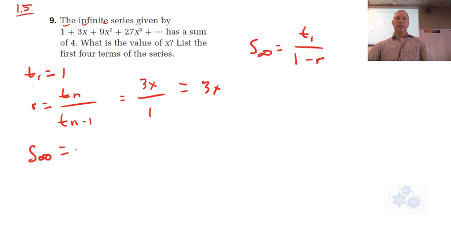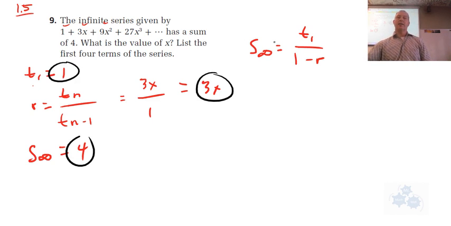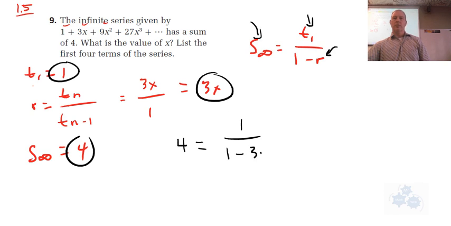That's given. It's 4. So with all of that, t of 1, r, and the sum, I can plug things into this formula, and what am I finding? I'll have an x in there that I can solve for. So it looks like this. It looks like 4 equals 1 over 1 minus 3x. So with that equation, I have one unknown. You can manipulate the equation to solve for x.